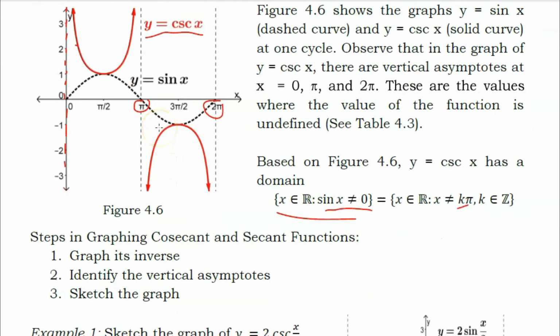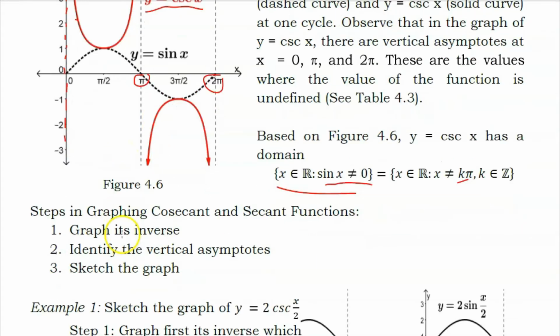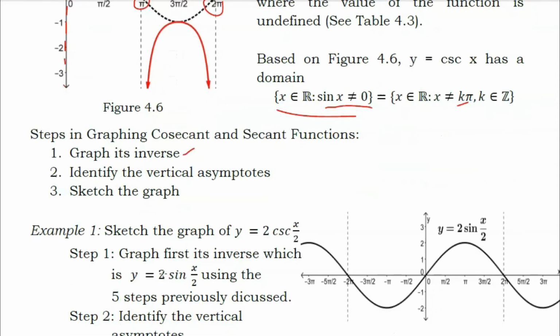So to summarize the steps in graphing cosecant and secant functions, here is what you should remember. First, graph its inverse. Meaning, if cosecant is given, you change the equation into sine. If a secant function is given, the first thing you graph is its cosine. Next is identify the vertical asymptotes, which is very easy to know, and then sketch the graph. So let us have an example.